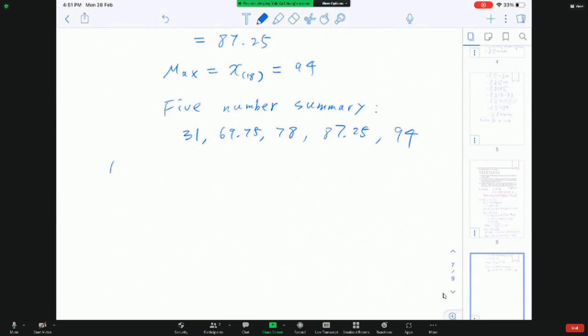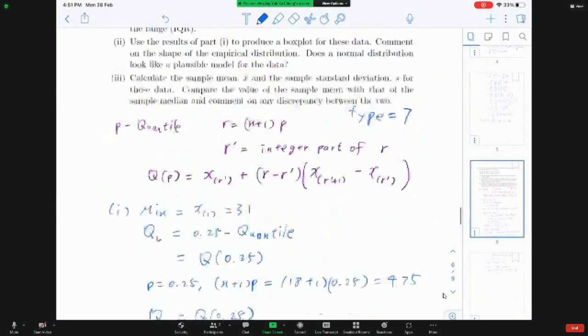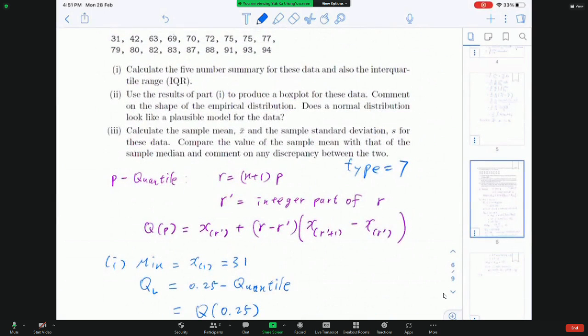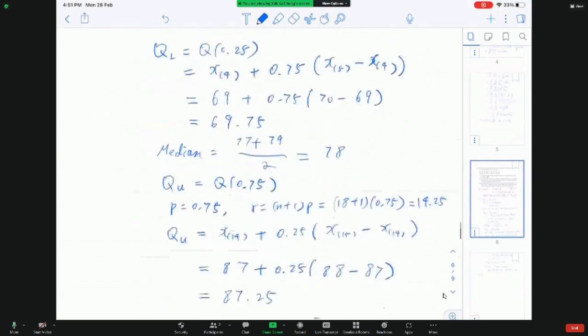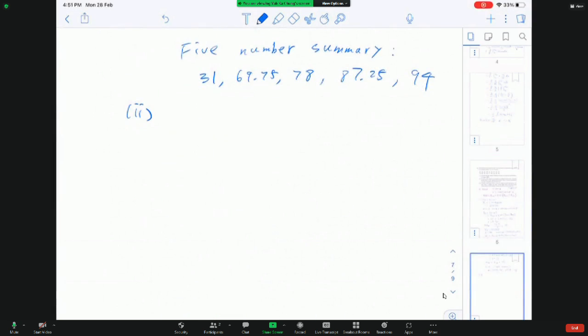Now part 2 asks us to use the result of part 1 to produce a plot for this data. Now a box plot is just a graphical display that summarizes the data based on the 5-number summary. To construct the box plot, you just need the 5-number summary. But usually, before we directly draw the box, we need to first determine the possible outliers. Okay? How can we determine the outliers? We compute the 2 thresholds.